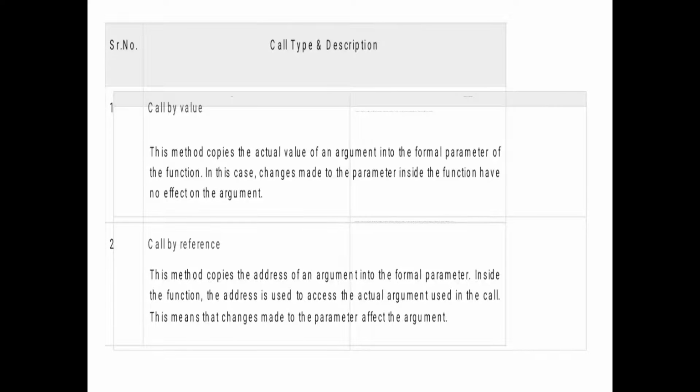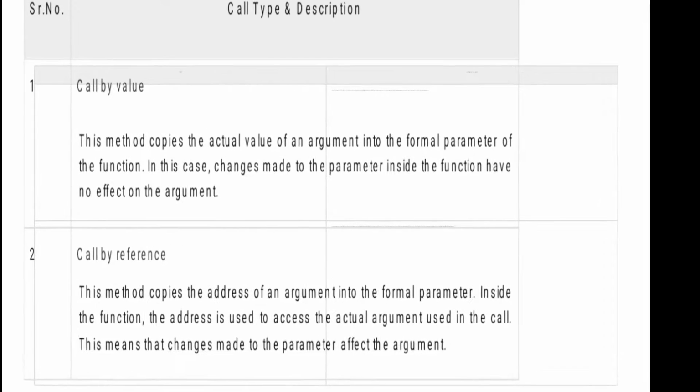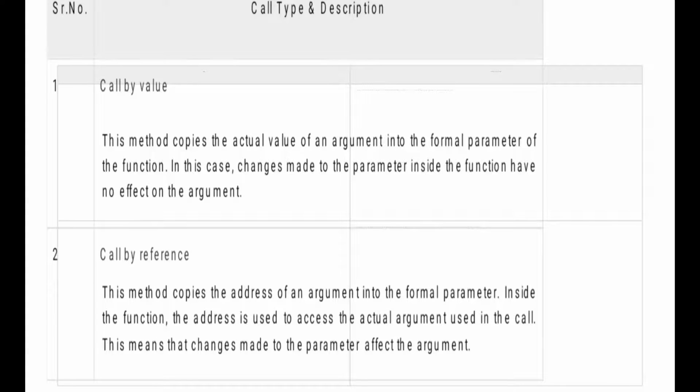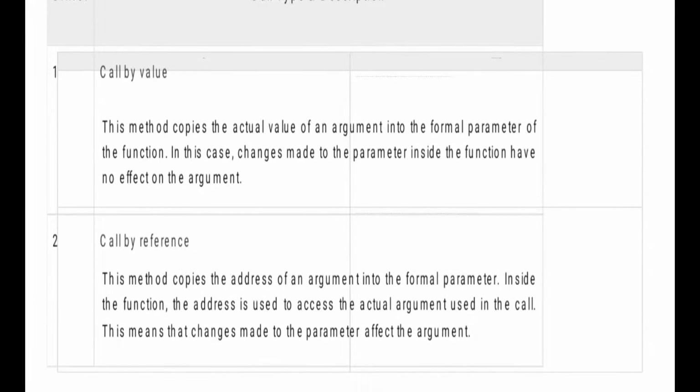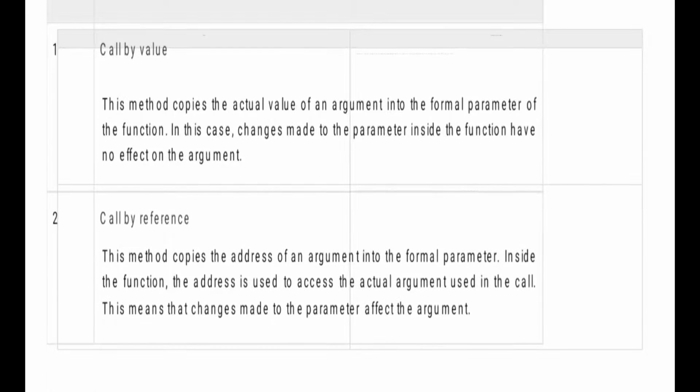The next concept is call by value and call by reference. What exactly is call by value? This method copies the actual value of an argument into the formal parameter of a function. So in this case, changes made to the parameter inside the function have no effect on the argument. If you are copying the actual value to the formal parameter, it doesn't make any changes. So that is call by value.